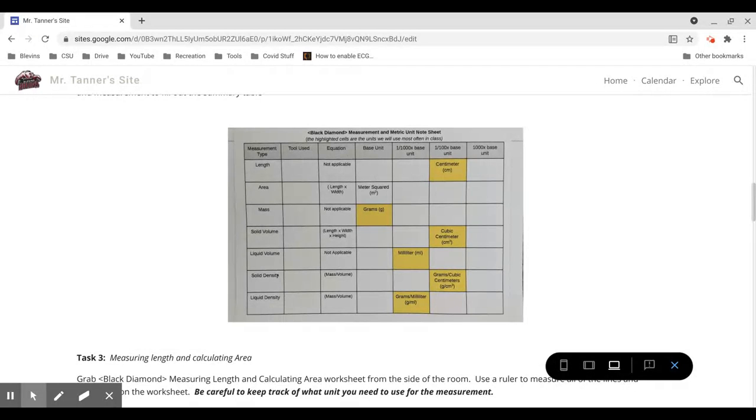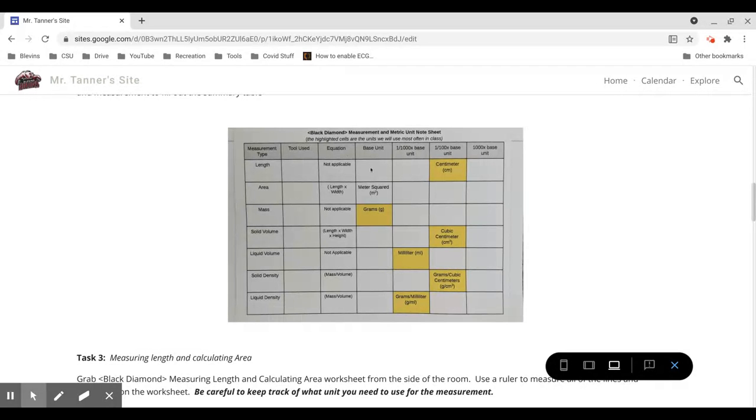Density, you would need both tools because density is mass and volume. So you need a scale and a ruler for solid density. For liquid density, you would need a scale for mass and a graduated cylinder for volume. So you would need multiple tools for those two.